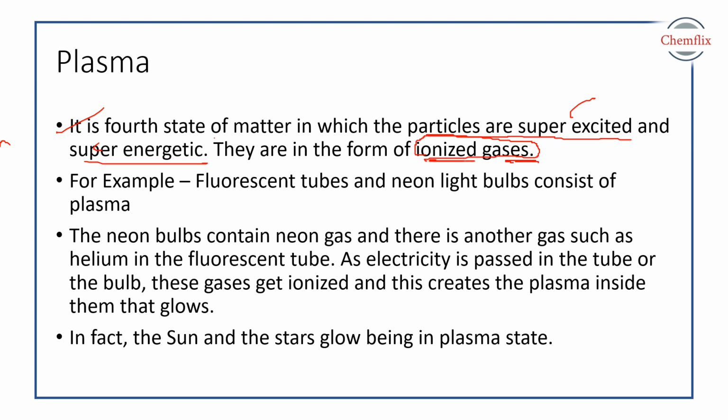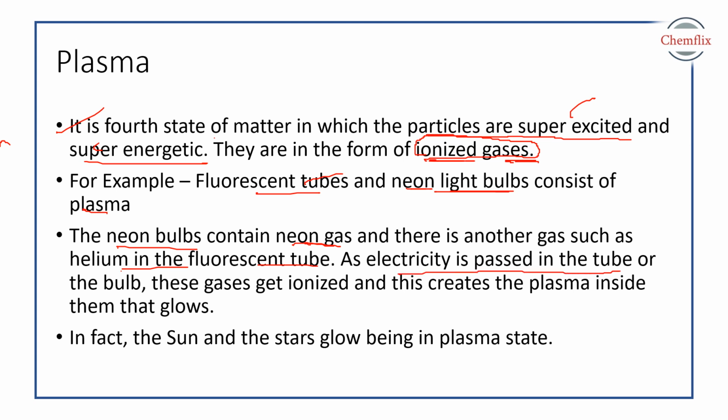Clear? Now, for example, fluorescent tubes and neon light bulbs also consist of plasma. So some of the examples where you can find plasma are fluorescent tubes and neon light bulbs, okay? Now, the neon bulb, as the name implies, contains neon gas, and there is another gas such as helium in the fluorescent tube.